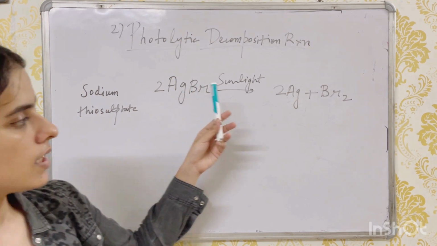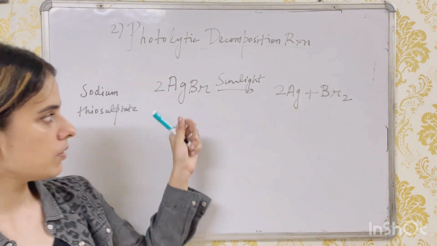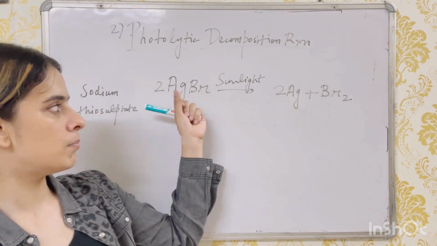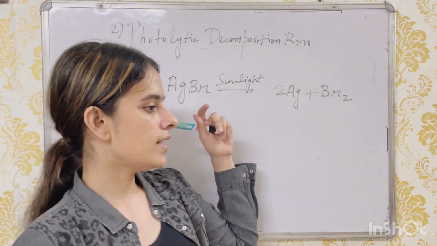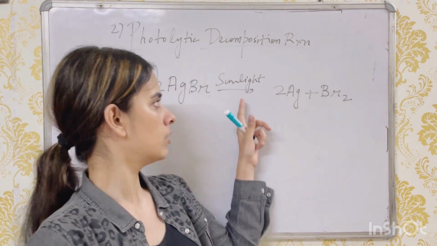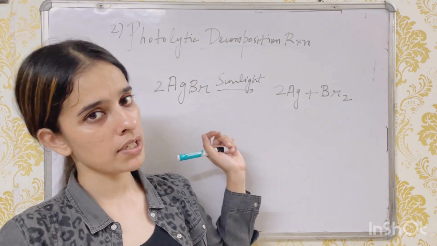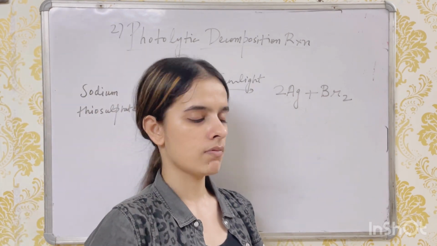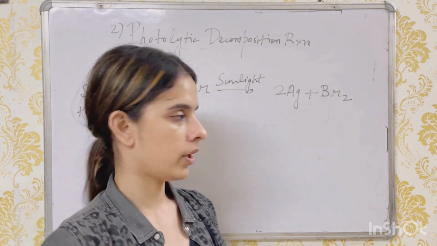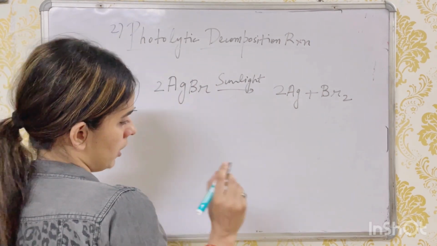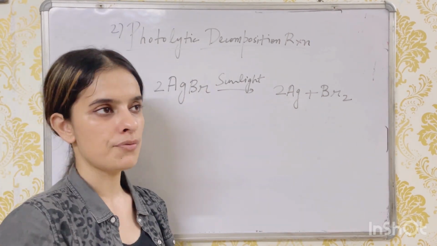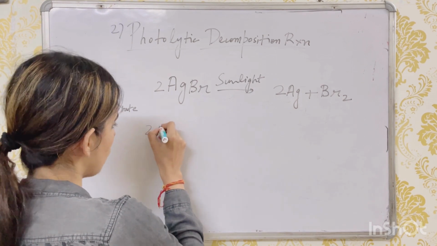So this is also an example of a decomposition reaction, because the bond between silver and bromine breaks down, and what helps in breaking it down? The sunlight. More and more exposure to sunlight, more and more bonds will break and images would form. Next, you can also take another example of another compound, that is silver chloride.